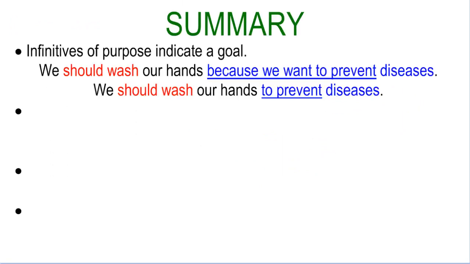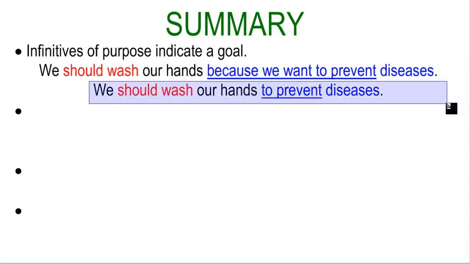Summary. First, let's remember, infinitives of purpose indicate a goal. You're indicating the motivation for another action. For example, why should we wash our hands? We should wash our hands because we want to prevent diseases. If you want, you could say because we want to, but you can use the infinitive of purpose instead of that. You could say, we should wash our hands to prevent diseases. So you can use the complete sentence with because, or you can just use the infinitive of purpose.